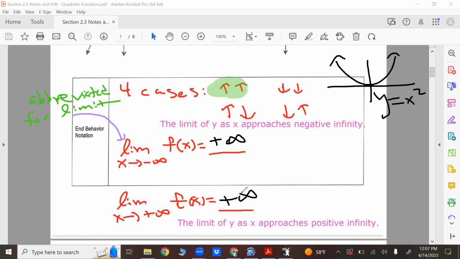So what limit does y have? Is there a limit at y? No, there's no limit, right? It just goes up forever. So that's what, when you write end behavior notation, what you're telling me is what the end of the graph does. That's what we're trying to figure out. What is the end of the graph doing?